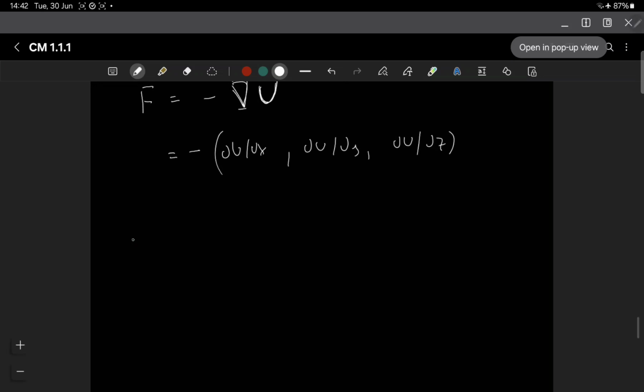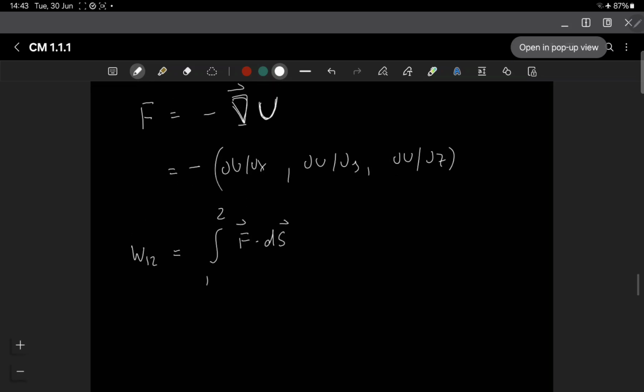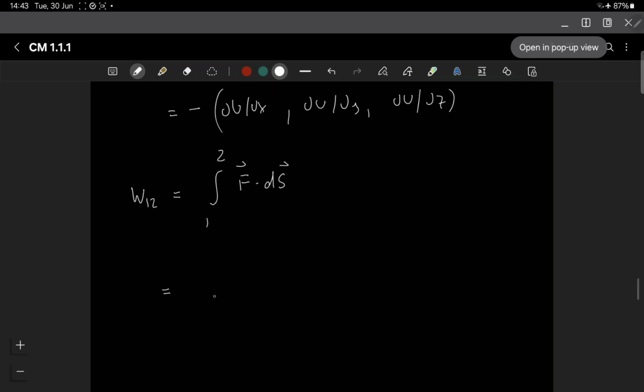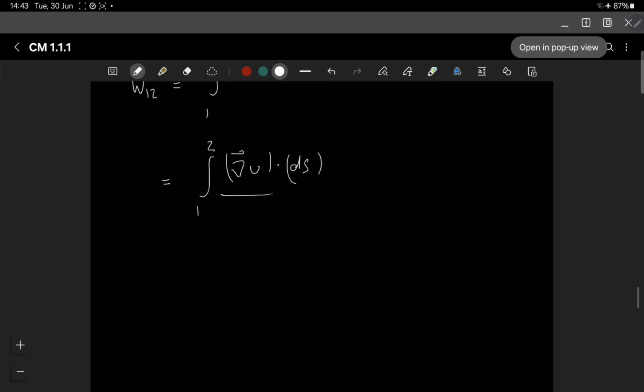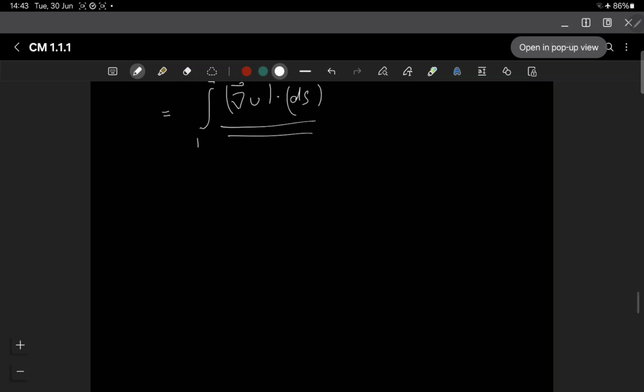So let us try to calculate again the work between 2 points 1 and 2, which is equal to the integral from 1 to 2 of F dot ds. Okay, and now we insert our formula for the force. So this is then the integral from 1 to 2 of minus gradient of u dot ds. Okay, let us take a look at this term inside here.